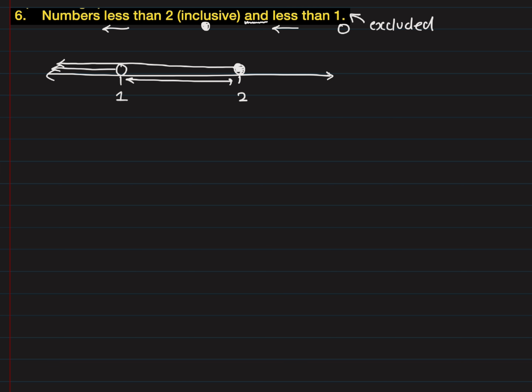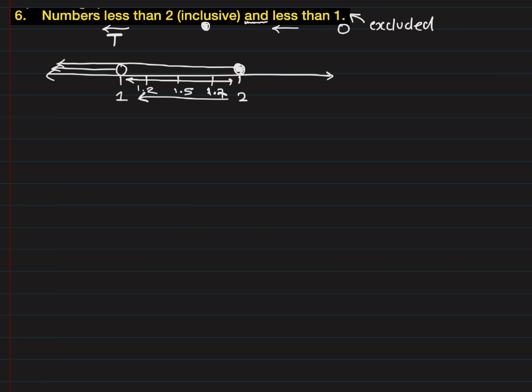Are these numbers less than 2? I mean, yeah, they're all less than 2. There's going to be 1.5 over here, there's going to be 1.7 over here, there might be 1.2 over here, and yeah, they're less than 2. So yeah, the first statement is true. We can say it's true.